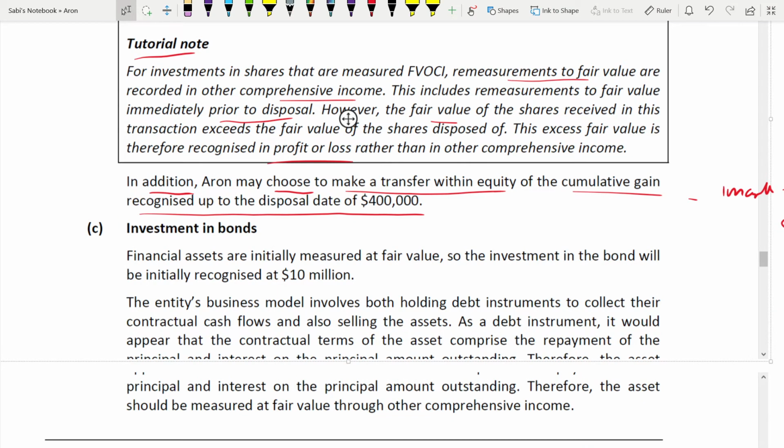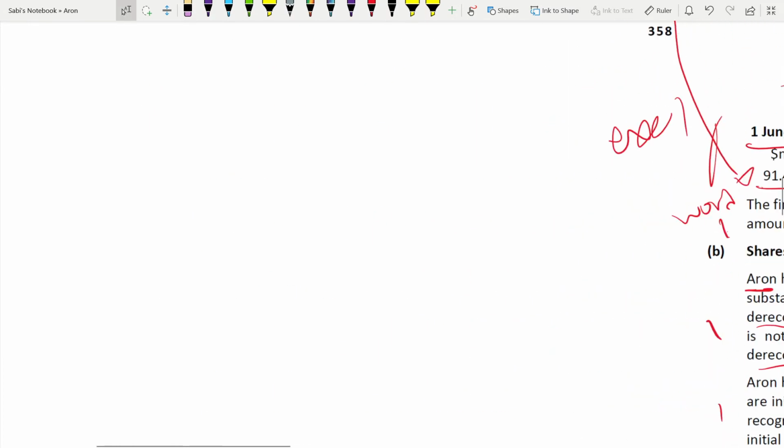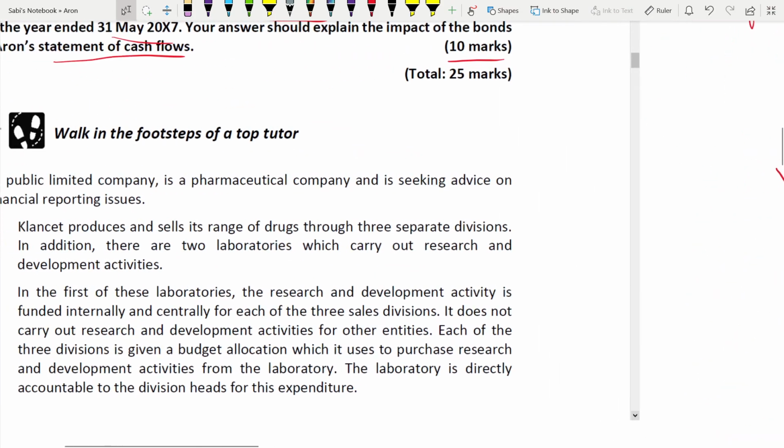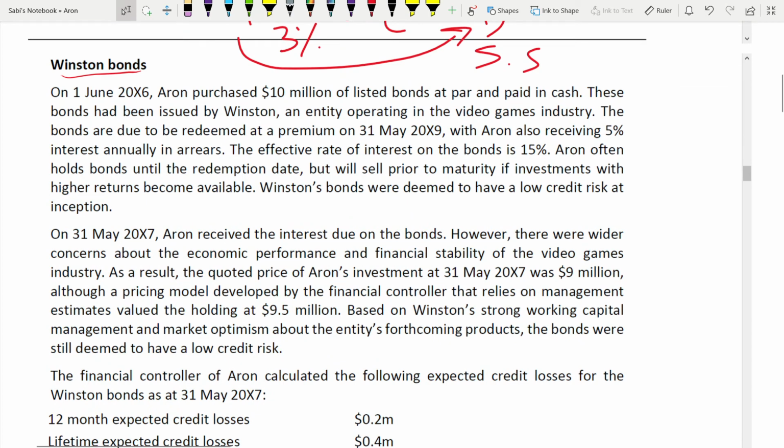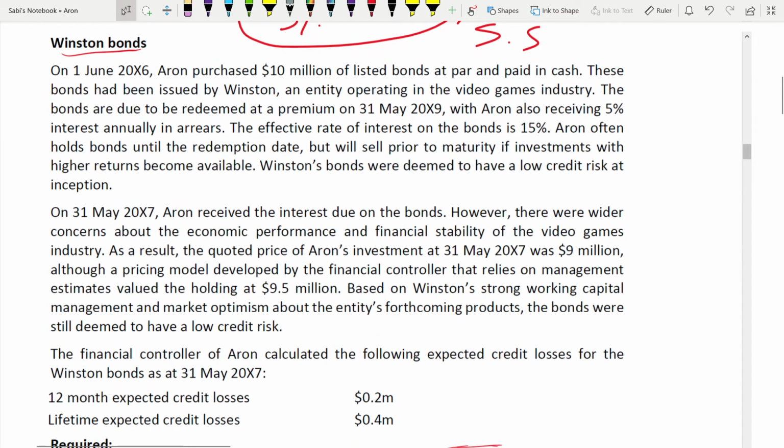Now, investment in bonds, the third one. And this is for 10 marks. There's a reason why it's for 10 marks. It has Winston bonds. Purchase 10 million. It is regarding the video games industry.